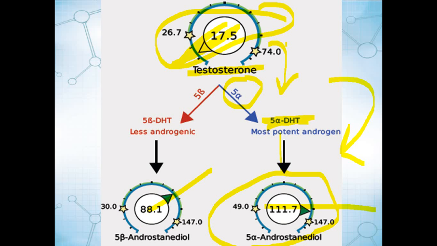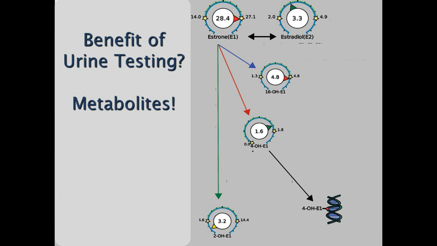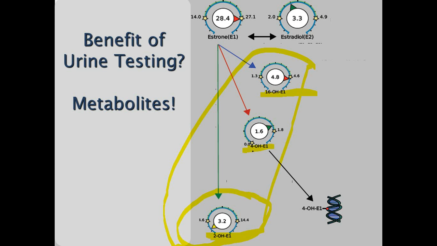Okay, so why would we want to test in urine for the estrogens? That's because we like these metabolites. This can be helpful added information. If you're looking at metabolism, you've got 16 hydroxyestrogens, 4 hydroxyestrogens, and 2 hydroxyestrogens. The 2 hydroxy is the preferred pathway because those metabolites have more anti-cancer type properties.